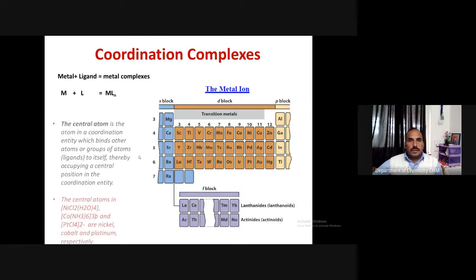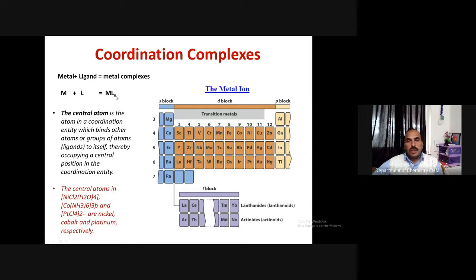All right. So I told you that M plus L forms ML, and this L could be any number depending on the coordination number that is preferred by a particular metal ion. This M here is called the central atom in the proper language of coordination chemistry.